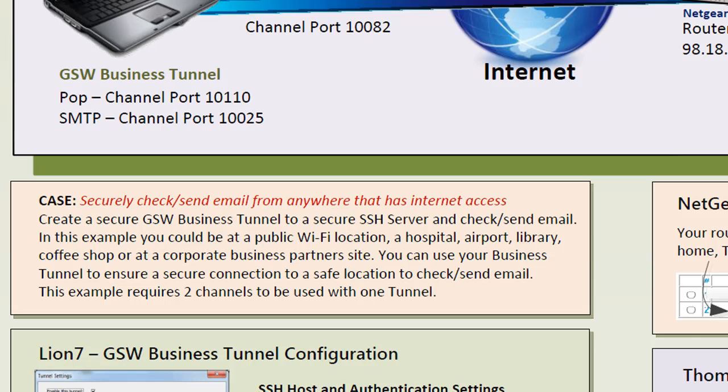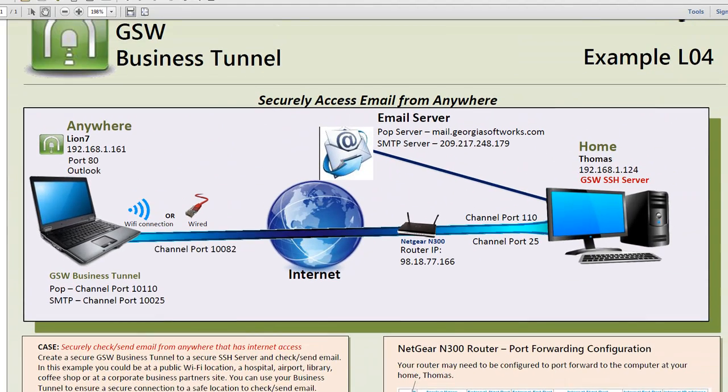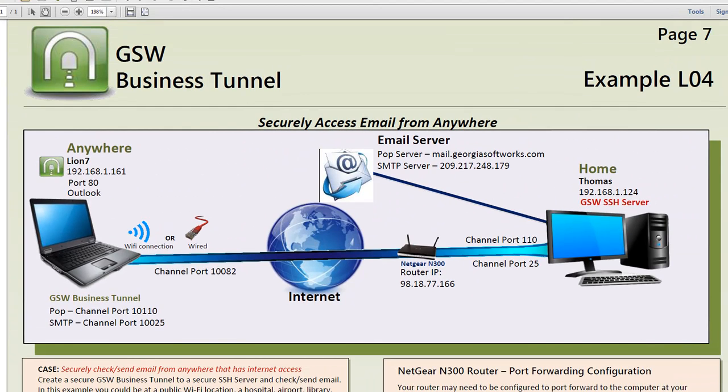In this example, I will show you how to configure the Georgia Softworks Business Tunnel so you can send and receive emails securely from non-trusted locations. I will use the business tunnel to create a tunnel to an SSH server which is in a secure location. This can be at your workplace, at home, or anywhere you have access to a good SSH server. The one I have is at home. Once the tunnel is created, I will create two channels, one to send email and the other to receive email.